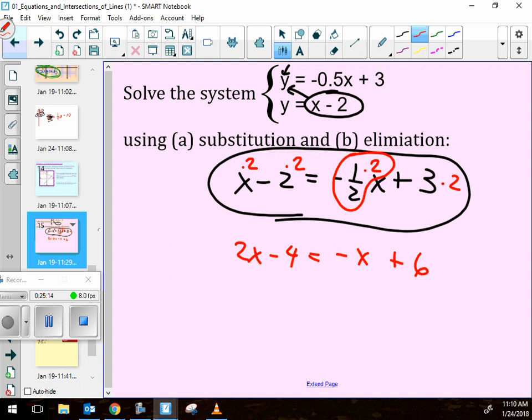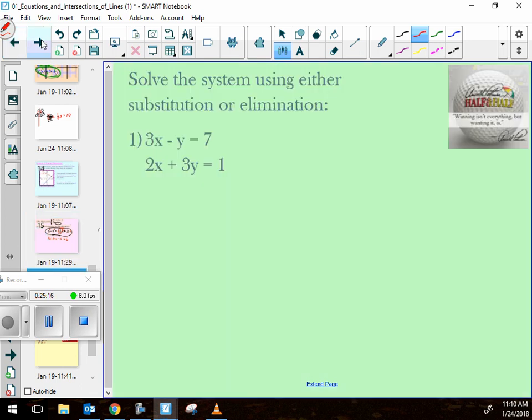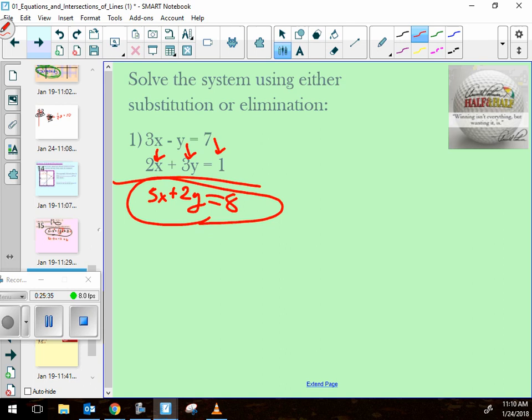All right. That's substitution. How about elimination? That's this kind. I can just add them straight down. 7 plus 1 makes 8. Negative y plus 3y makes 2y. And 2x plus 3x is 5x. But that didn't really help because nothing got eliminated. It's the elimination method.